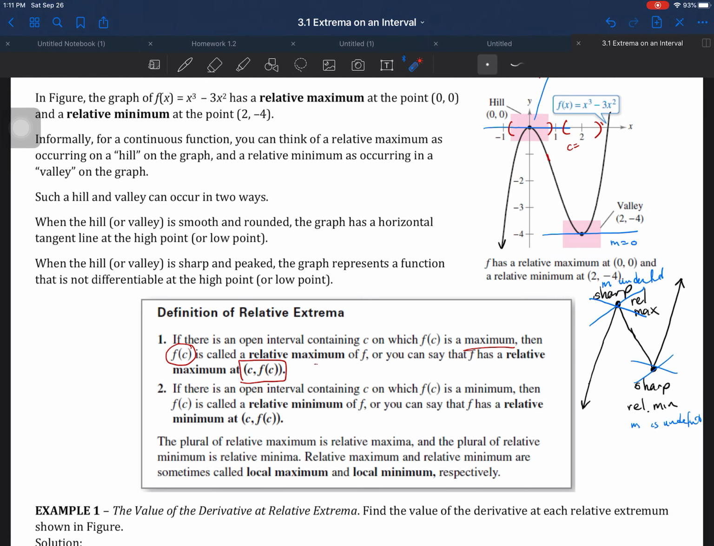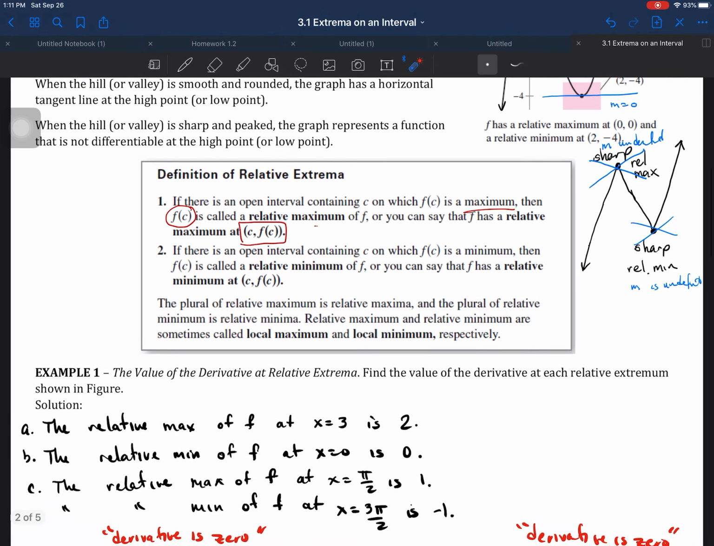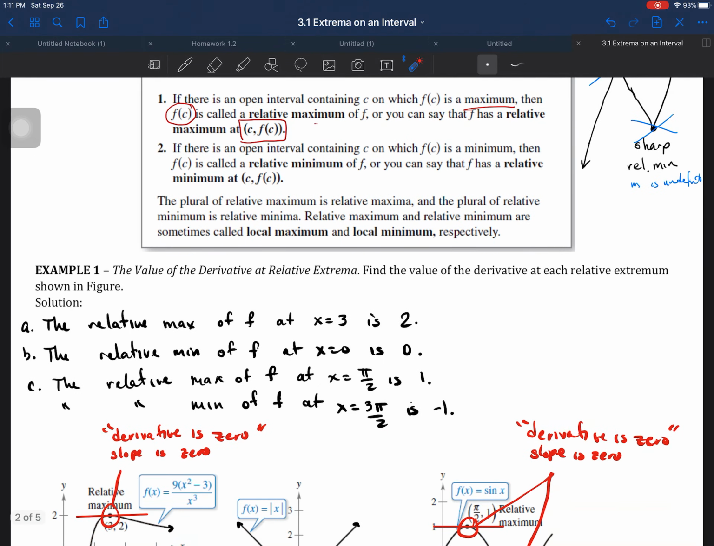So both cases, when the slope is 0 or when the slope is undefined, will give us either a relative max or relative min. Now, is it always going to give us that? Would that always give us that case?